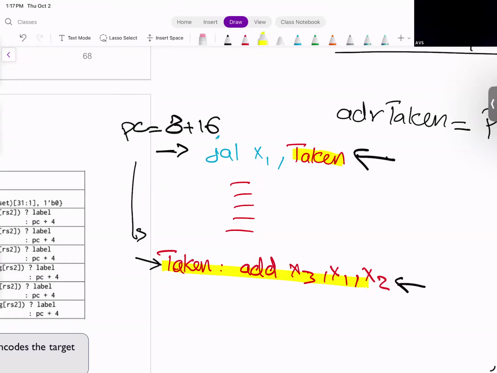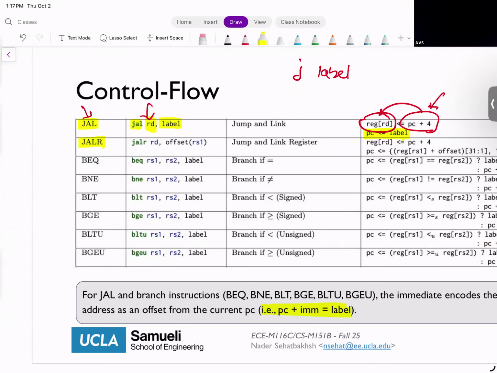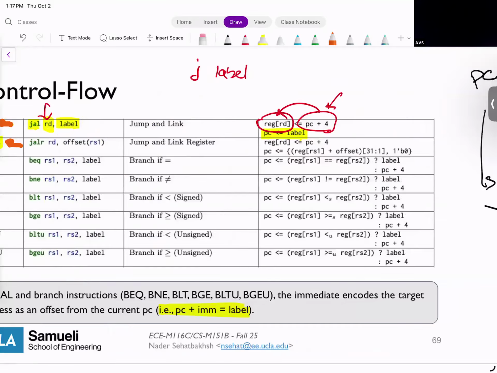Any other question? Okay, so don't be confused by these two terminologies. The label is basically the equivalent of PC plus the immediate. As I said, the addresses are always PC relative. Then the second thing that we have is JAL-R. The difference between JAL and JAL-R is using not PC, but RS1 as the base. JAL is writing the label to the PC, which is immediate plus PC.